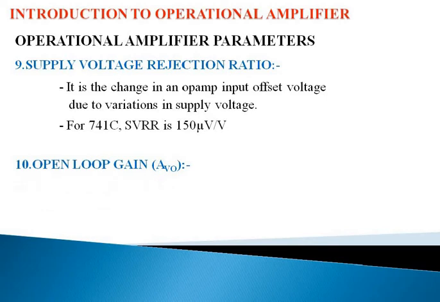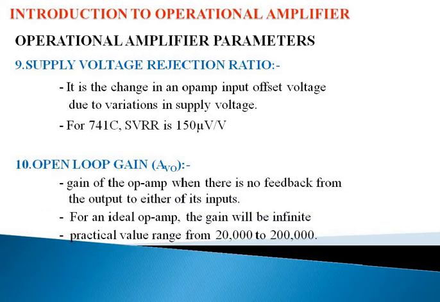The next is the open loop gain. It is the gain of op-amp when there is no feedback from output to either of its inputs. For an ideal op-amp, the gain will be infinite. But for practical, it will be 20,000 to 2 lakh.